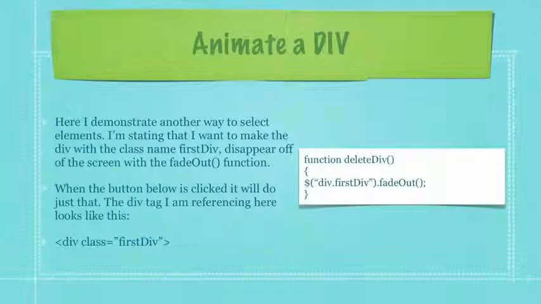Here I demonstrate another way to select elements. I'm stating that I want to make the div with class name firstDiv disappear off the screen with the fadeOut function.